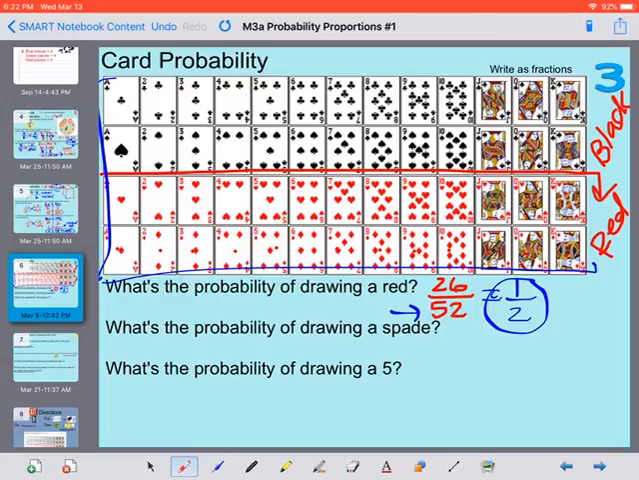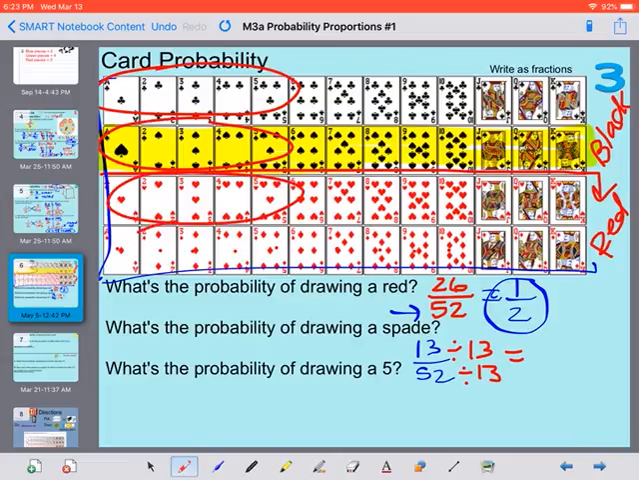What's the probability of drawing a spade? These are our spades right here. There are 13 of them. We have the numbers 1 through 10 or ace through 10, and then jack, queen, king. So 10, 11, 12, 13 out of 52 total cards. And we can actually simplify this. 52 is divisible by 13. There's 4 groups of 13, right? And that makes sense because we have the clubs, the spades, the hearts, and the diamonds. So 1 out of 4 groups are spades is really what it's asking.